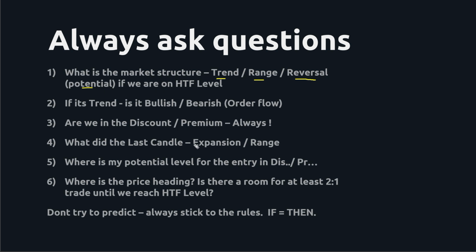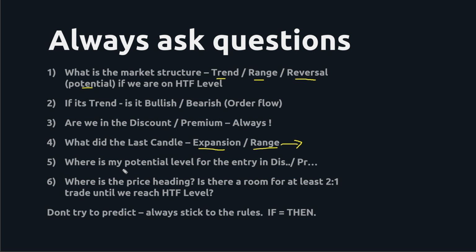What did the last candle do? Was it expansion or was it range? Based on that, you could be expecting the next potential outcome, right? So from the range, you can have the manipulation reversal. From the expansion, you can get consolidation and expansion, or expansion retracement, right?